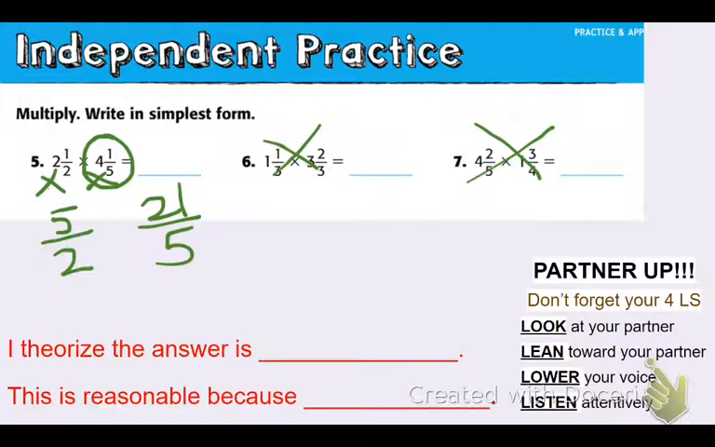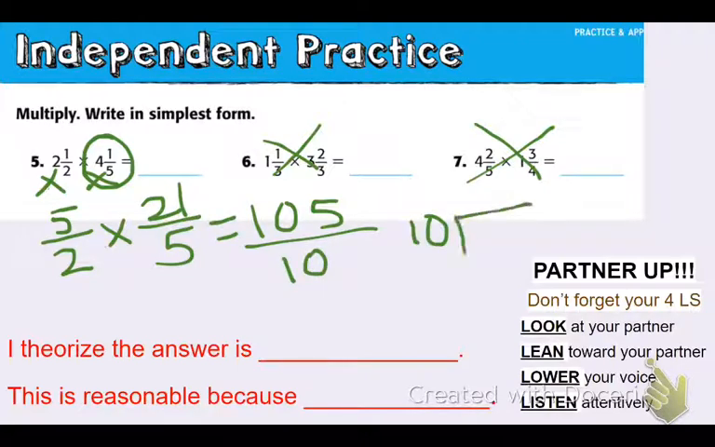21/5. Step 2, multiply the numerators. 21 times 5. Well, that's 105. Step 3, multiply the denominators. 2 times 5 is 10. I can go ahead and simplify, making that a mixed number.